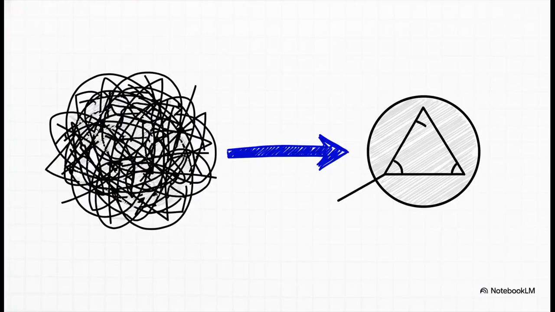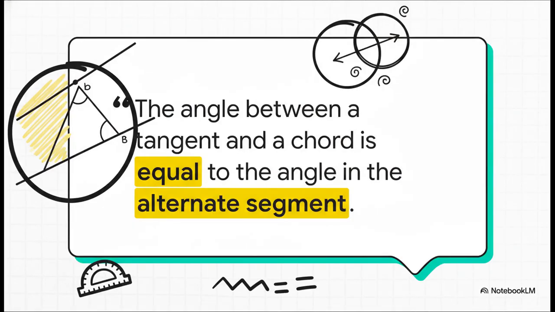It's called the alternate segment theorem. Now, I know it sounds a little intimidating, but trust me, its real power is in just how simple and elegant it is. So here's what it actually says. The angle between a tangent and a chord is equal to the angle in the alternate segment. So what does that even mean?